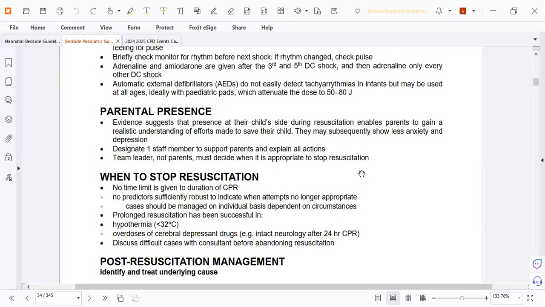Okay, parental presence. Evidence suggests that presence at their child's side during resuscitation enables parents to gain a realistic understanding of efforts made to save their child. They may subsequently show less anxiety and depression. Designate one staff member to support parents and explain all actions. The team leader, not parents, must decide when it is appropriate to stop resuscitation, okay?